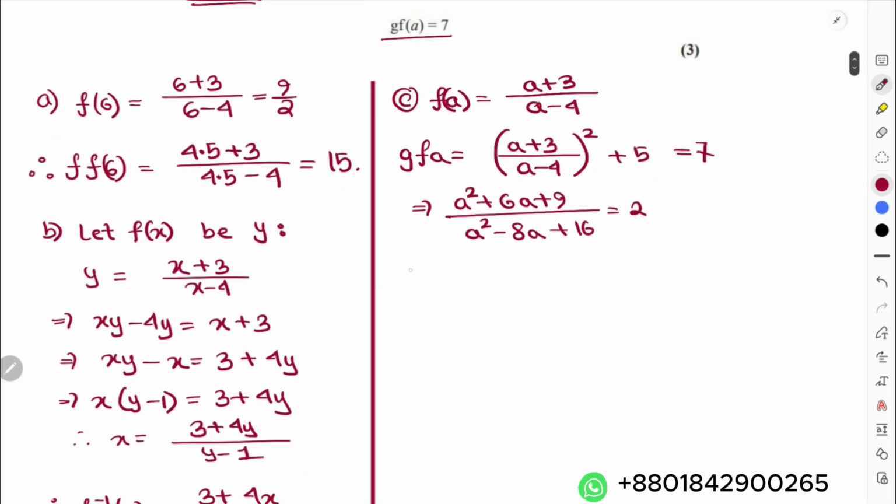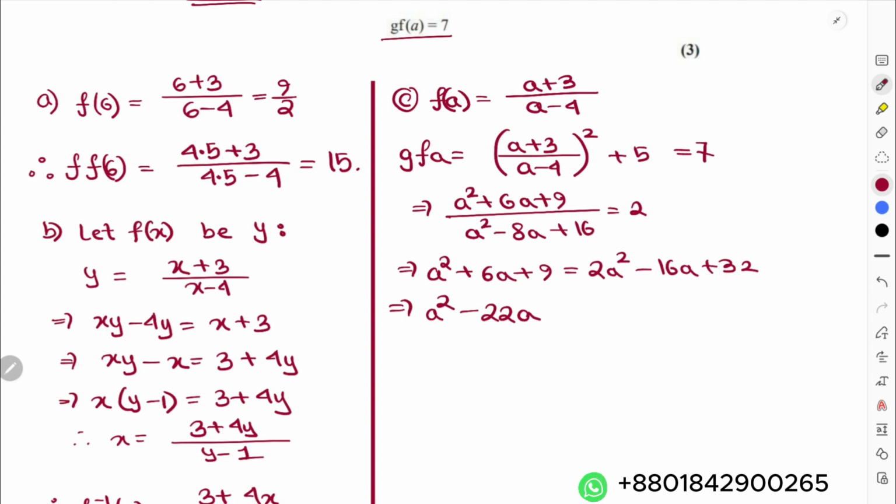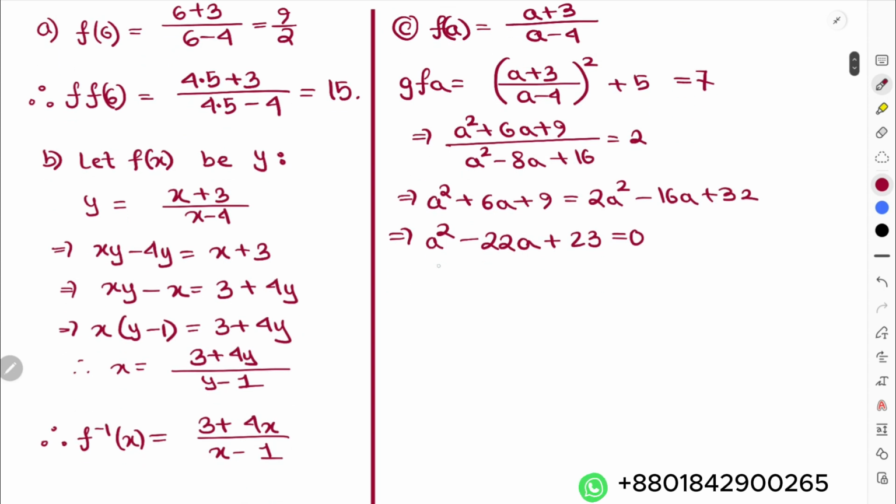Now if you take the denominator to the right hand side, you get a square plus 6a plus 9 equals 2a square minus 16a plus 32. And again, you take everything to one side and flip the equation. So you get a square, 2a square minus a square is a square. Minus 16 minus 6 is going to be 22, right? Yeah, minus 22a. And 32 minus 9 is going to be 23. So you get plus 23 equals to 0. You cannot do your factorization over here.